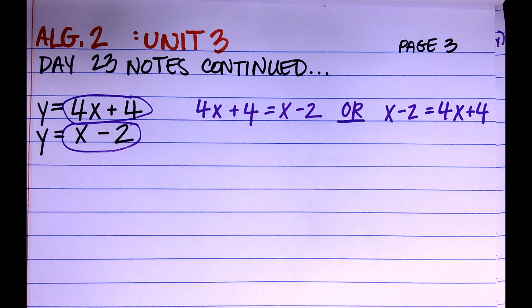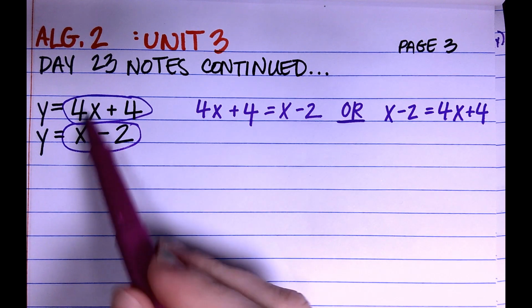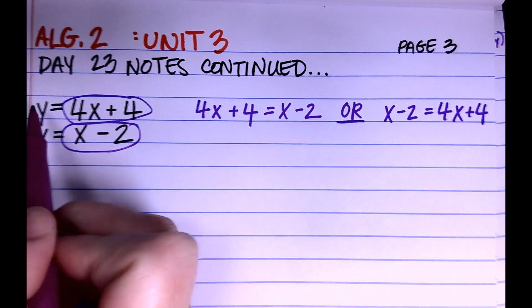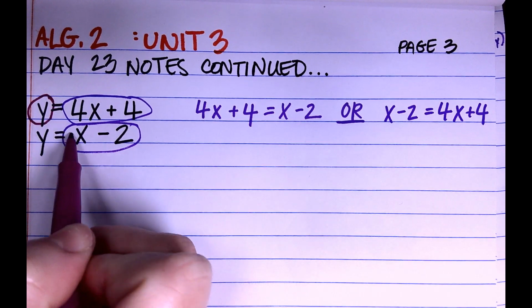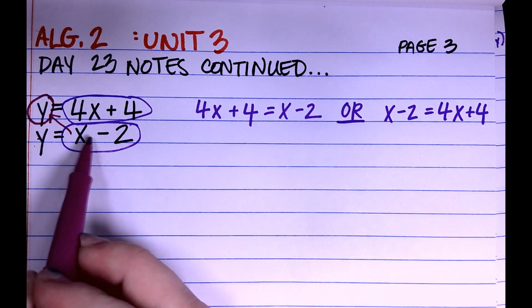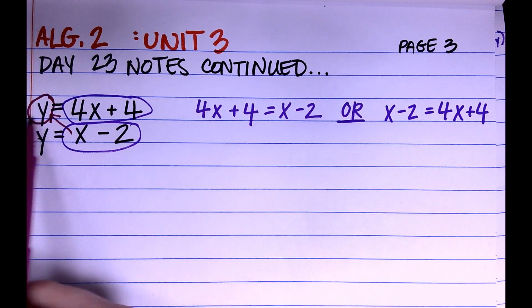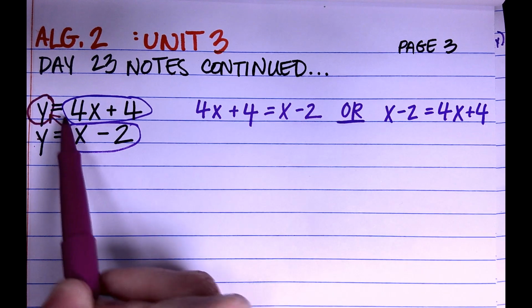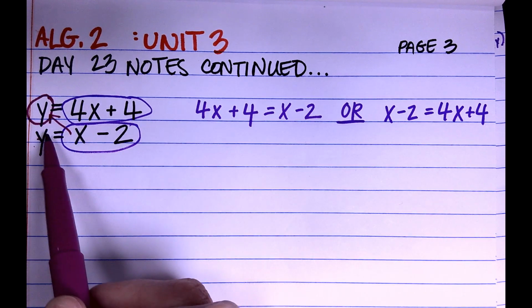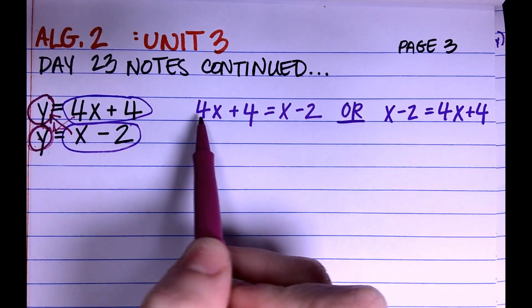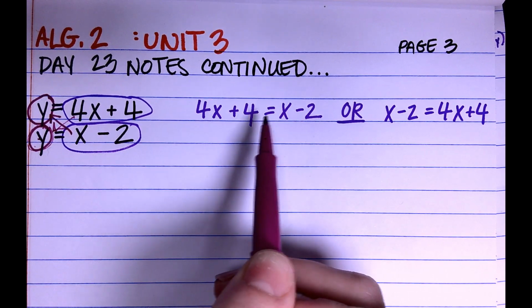So let's go through this one now. I have set these equal to each other because I'm substituting my y value for the y that they give me. They said y equals x minus 2. So instead of y, I'm going to write x minus 2 equals. In this example, I have y equals 4x plus 4. So instead of y equals, I write 4x plus 4 equals x minus 2.